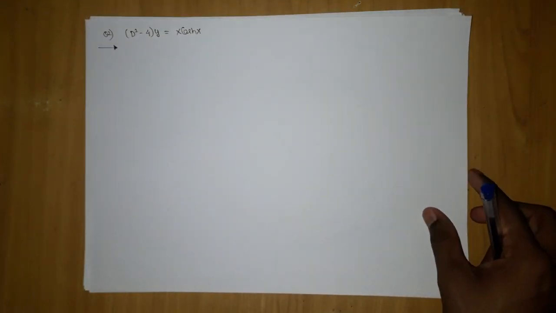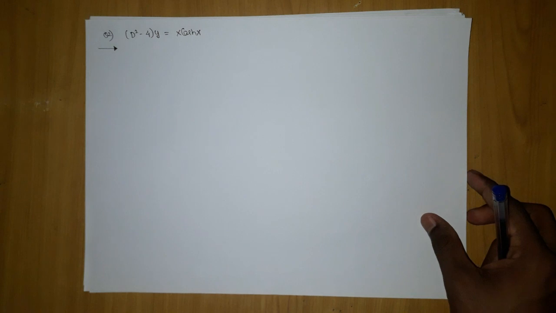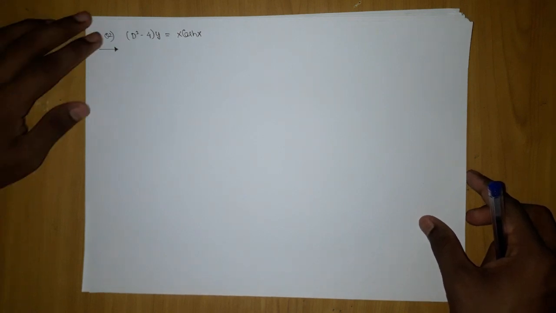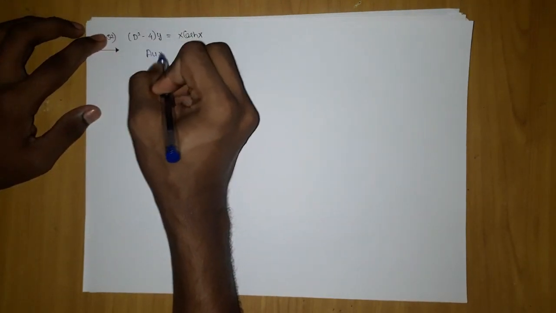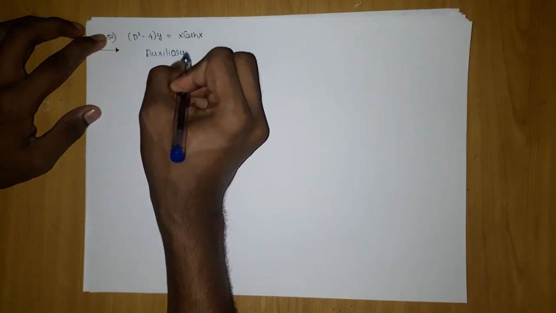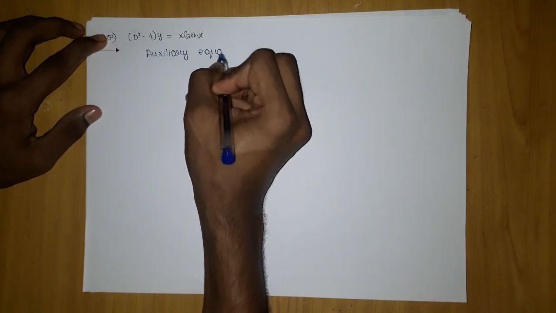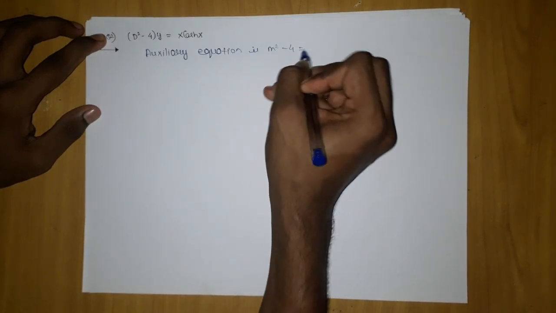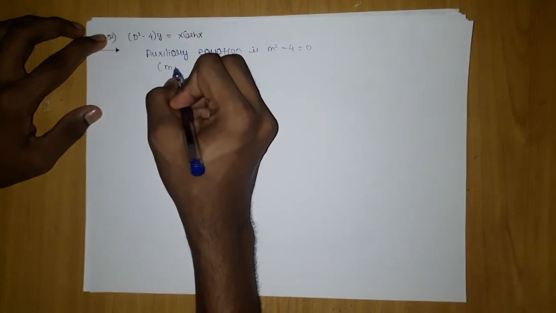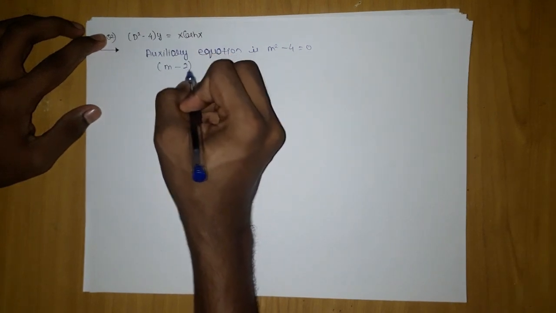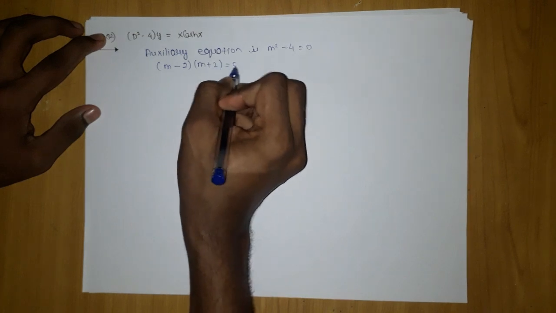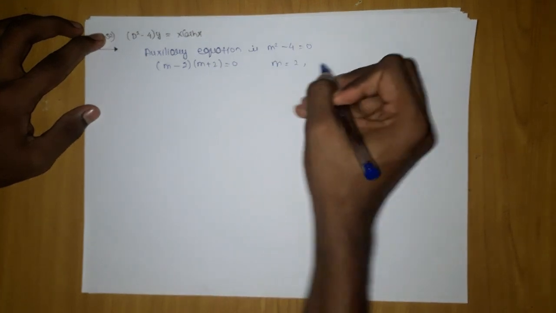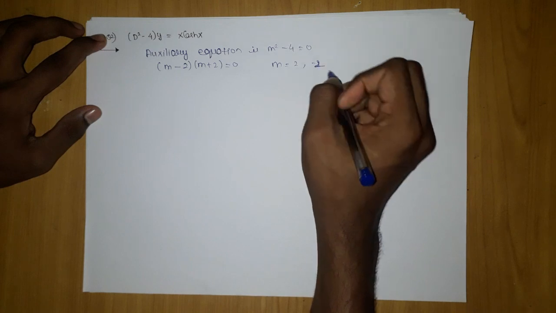The next question which we are going to take is this one, which says d square minus 4 into y equals x cos hx. So how are we going to solve this? First we are going to write the auxiliary equation. Auxiliary equation is m square minus 4 equal to 0. We are going to write this in the format of a minus b, a plus b. So m minus 2, m plus 2 equal to 0, which gives me m equals 2 and minus 2. We got two values.